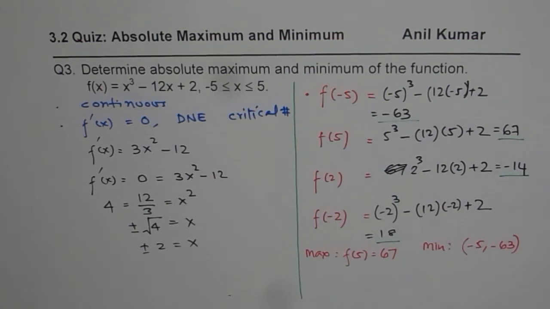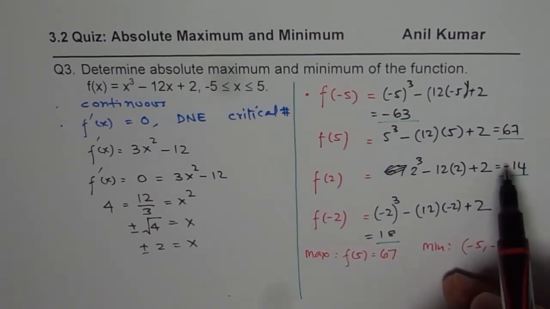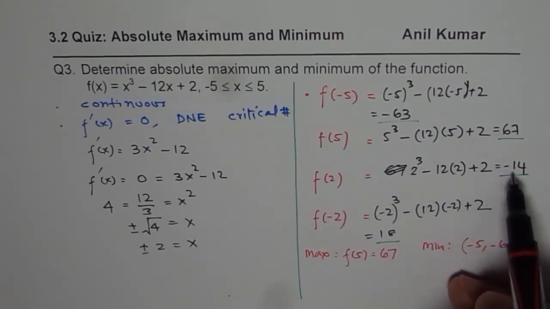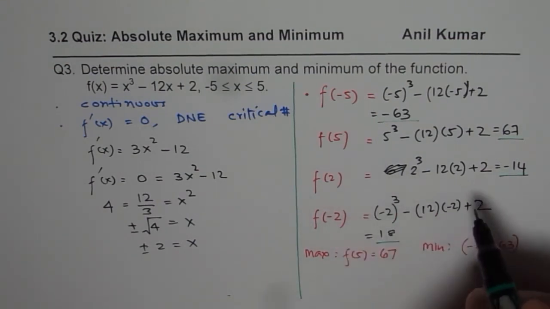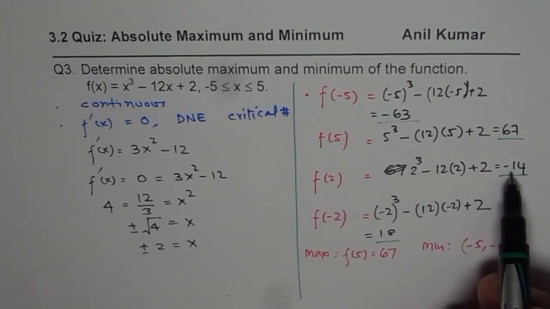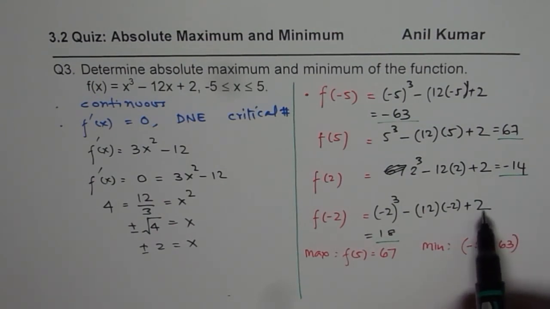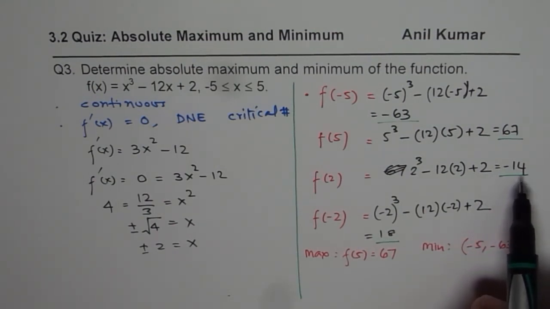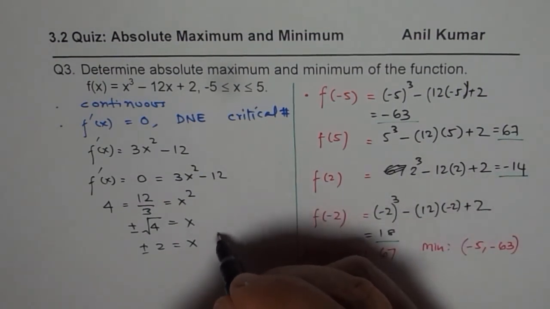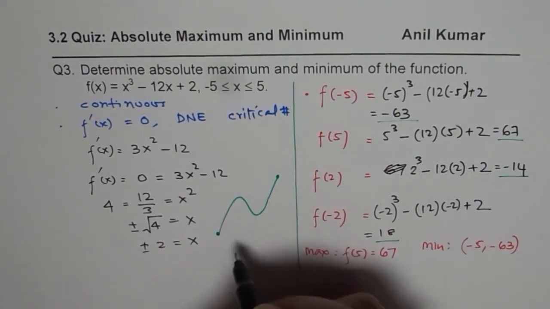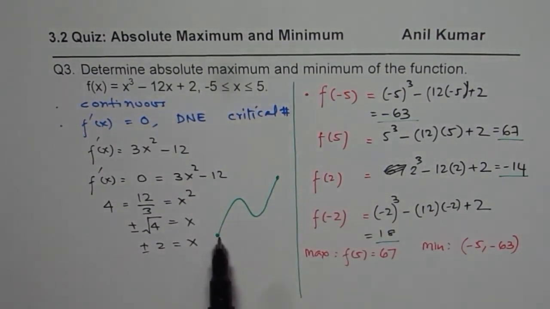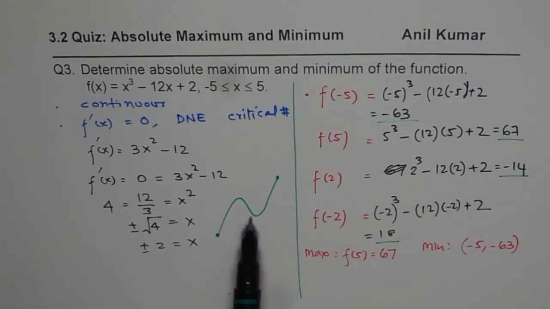I hope that helps. The points in between will actually give you the local maximum and minimum. Those two points are the turning points in between, so -14 and 18 will be a local minimum and maximum. If you sketch this graph, it will be kind of like this. These two values are at -5 and 5, and these ones are at -2 and +2. That is how you should get your graph.